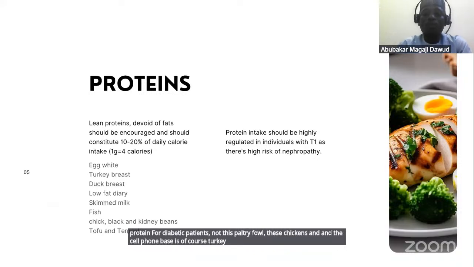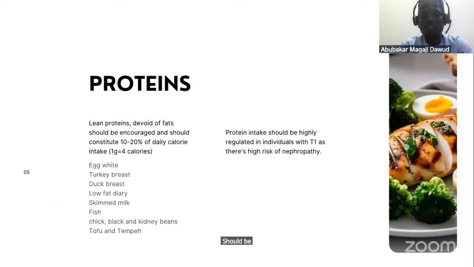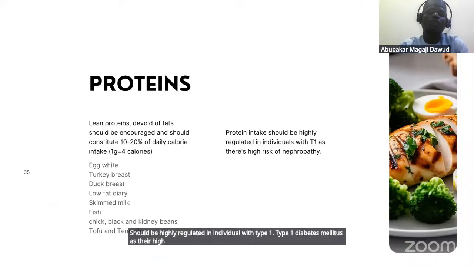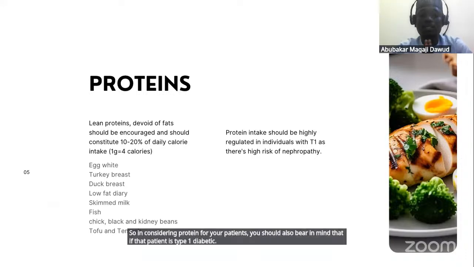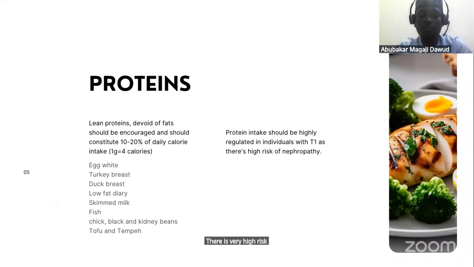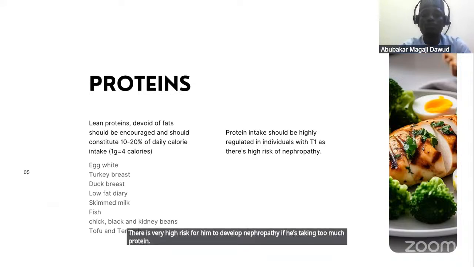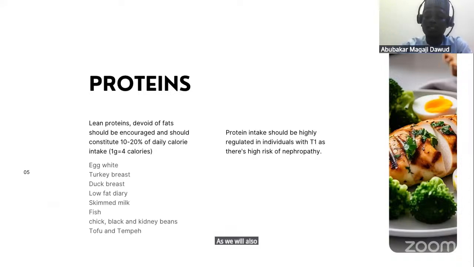And then we have a note here that says protein intake should be highly regulated in individuals with type 1 diabetes mellitus, as there is high risk of nephropathy. So in considering protein for your patients, you should also bear in mind that if that patient is type 1 diabetic, there is very high risk for him to develop nephropathy if he is taking too much protein, as we will also see with fats in the next slide.